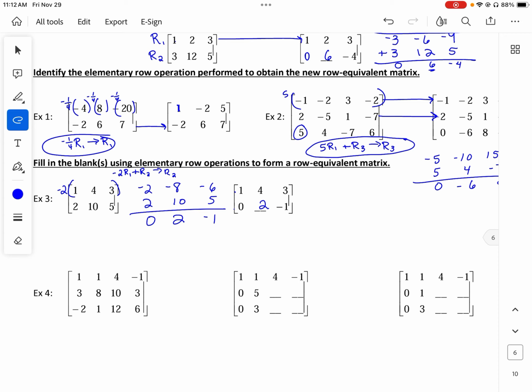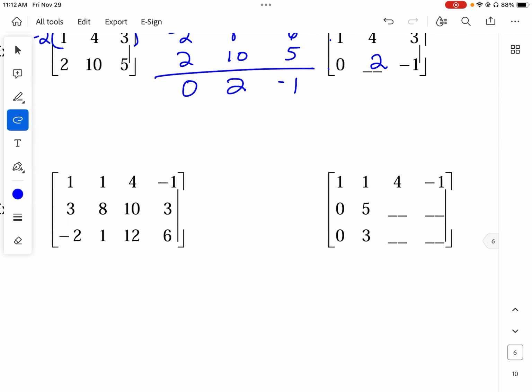Okay, so it says fill in the blank. Okay, that's row equivalent matrix. Okay, let's look at this one. All right, it looks like row 1 is the same. It's row 2 that's different. So I'm going to use that row 1 to my advantage. I'm going to multiply this times a -3. So I'm going to write it here. -3 times row 1 plus row 2 to give me my new row 2.